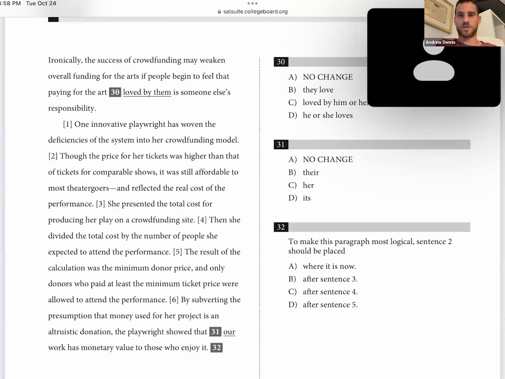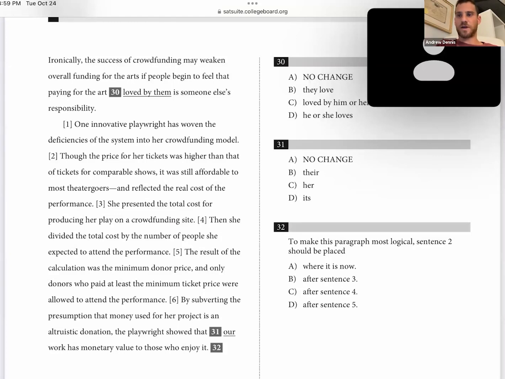She presented the total cost for producing her play on a crowdfunding site. Then she divided the total cost by the number of people she expected to attend the performance. The result of the calculation was the minimum donor price, and only donors who paid at least the minimum ticket price were allowed to attend the performance. By subverting the presumption that money used for a project is an altruistic donation, the playwright showed that our work has monetary value to those who enjoy it.